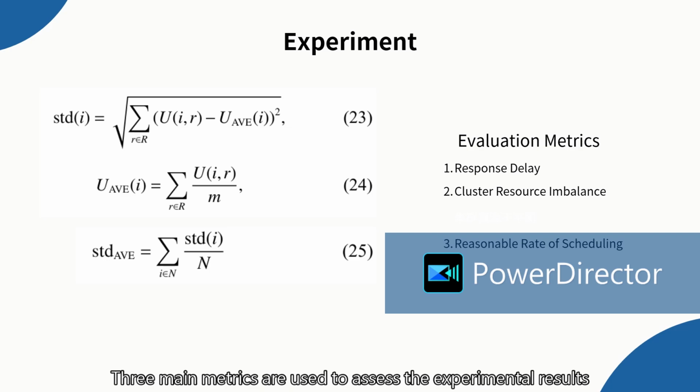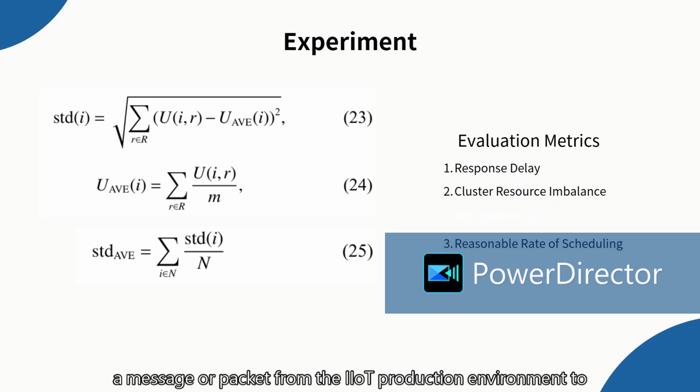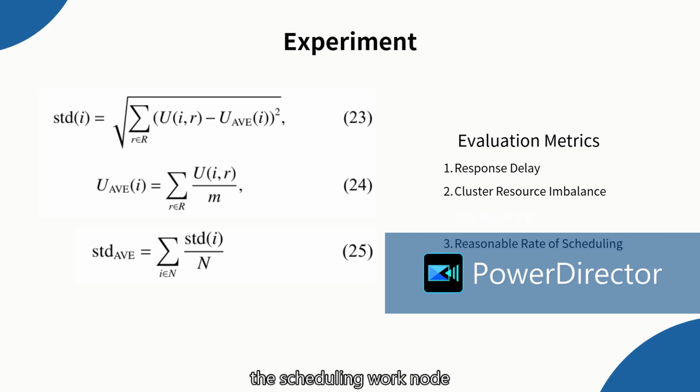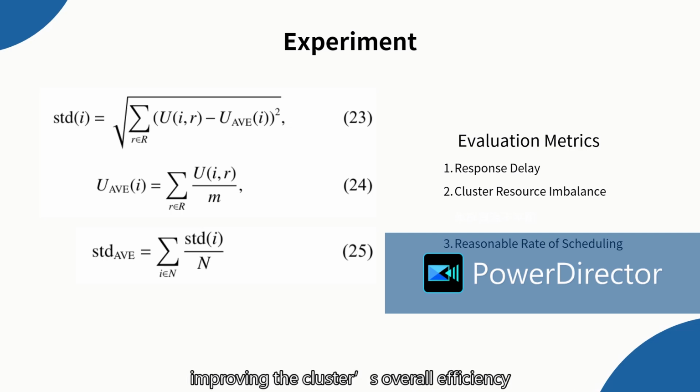Evaluation metrics. Three main metrics are used to assess the experimental results. Response delay. This measures the time required to transmit a message or pump the IoT production environment to the scheduling work node. Cluster resource imbalance. This metric evaluates the balance of resource utilization across the cluster. It is defined by the standard deviation of resource utilization for all nodes, as shown in formulas 23, 24, and 25. A lower imbalance value indicates better balanced resource usage, improving the cluster's overall efficiency.